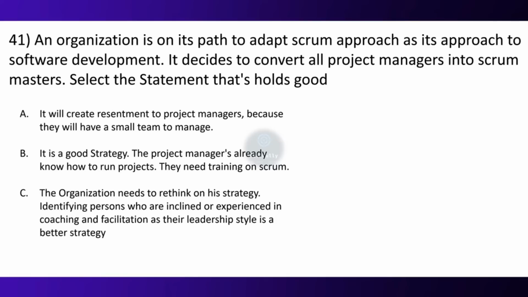Option A, it will create resentment to project managers because they will have a small team to manage. Option B, it is a good strategy. The project managers already know how to run the project. They need training on Scrum. Option C, the organization needs to rethink its strategy, identifying persons who are inclined or experienced in coaching and facilitation as their leadership style is a better strategy. And the correct option is C.